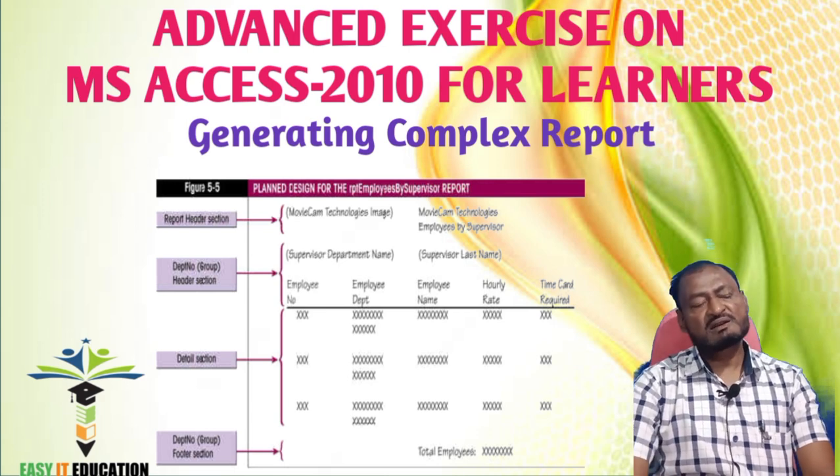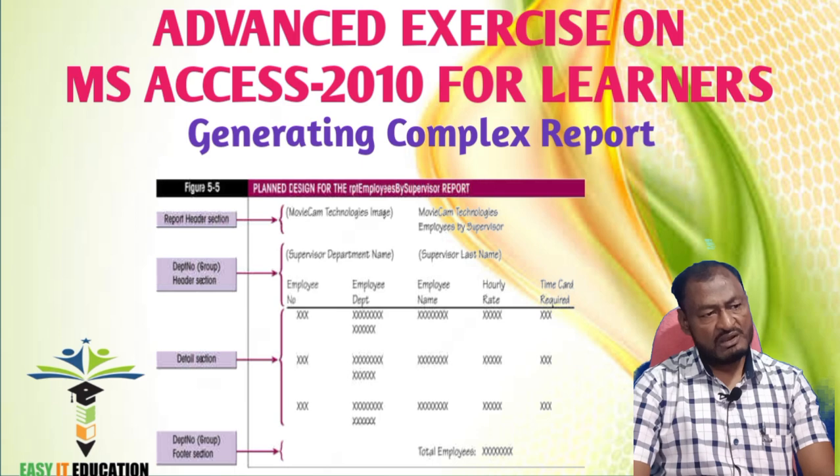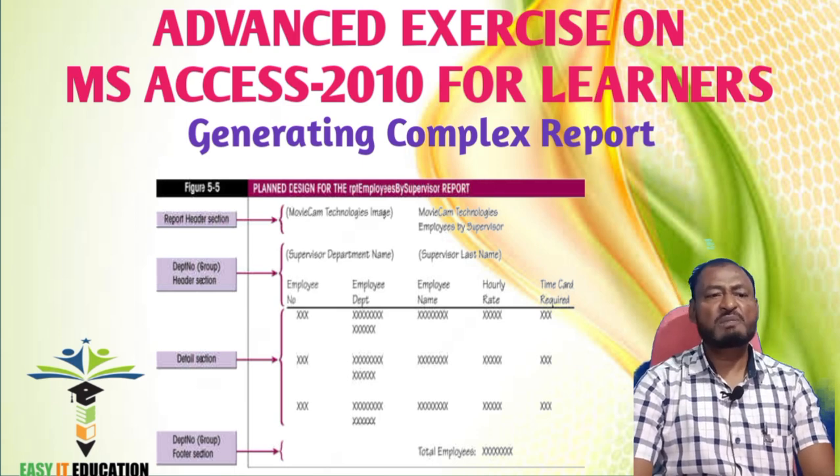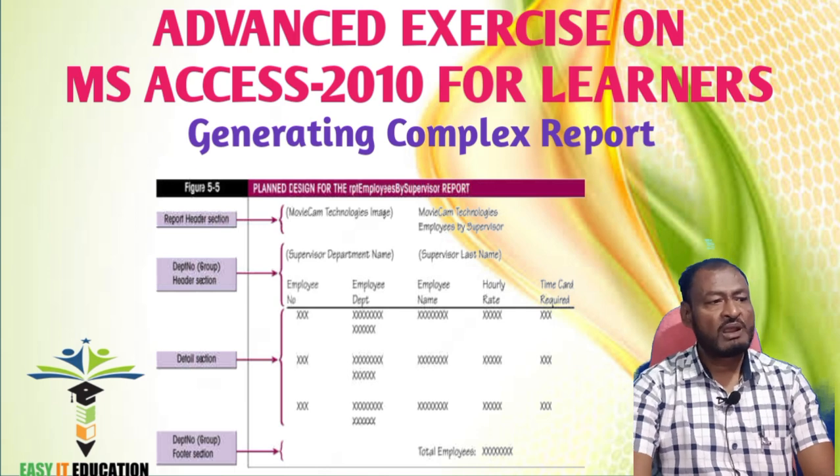Number 8. Add interactive elements such as buttons and hyperlinks to navigate through the report. Number 9. Utilize advanced printing options such as page breaks and multi-column layout for optimal presentation. Number 10. Save the report with an appropriate name.